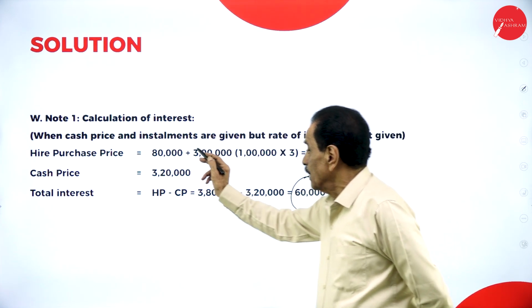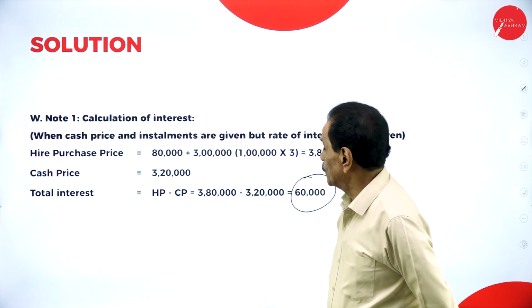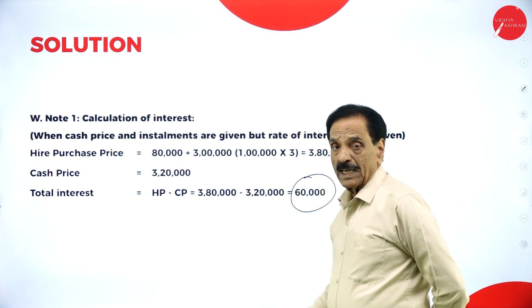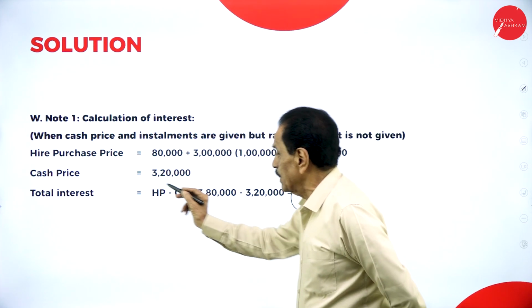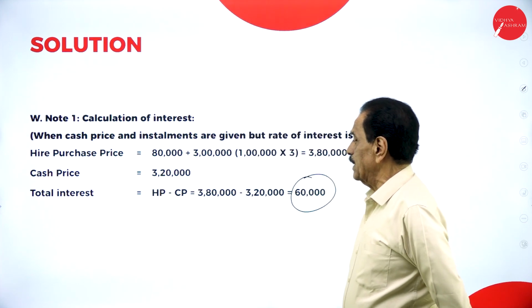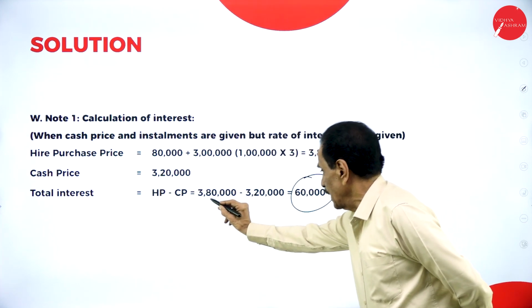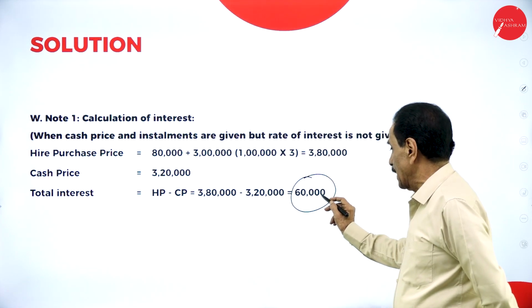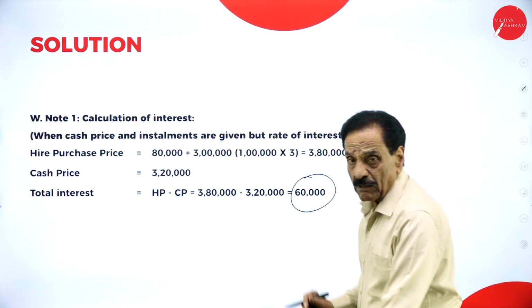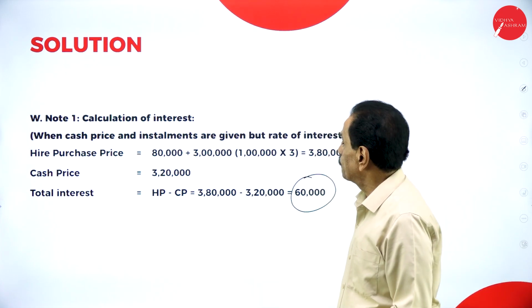I will repeat. The down payment is 80,000. 3 installments of 1 lakh each. 1 lakh into 3 is 3 lakh. It becomes 3,80,000. Cash price is 3,20,000. How much excess paid? 60,000, which is considered as interest.